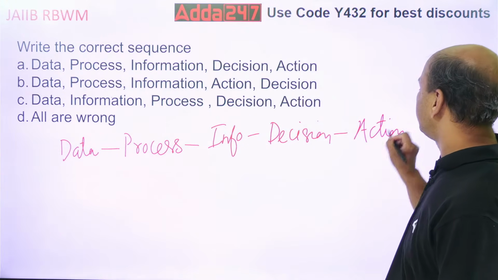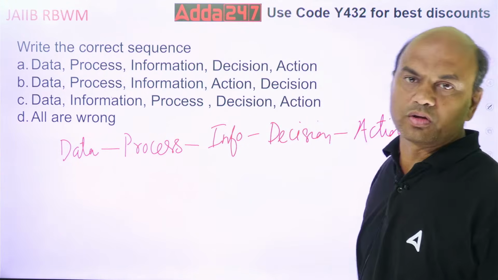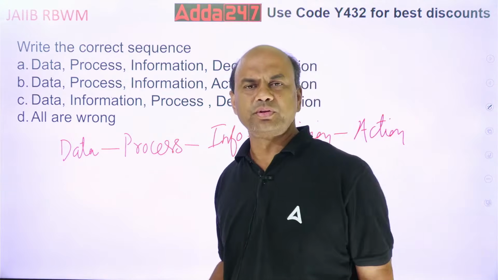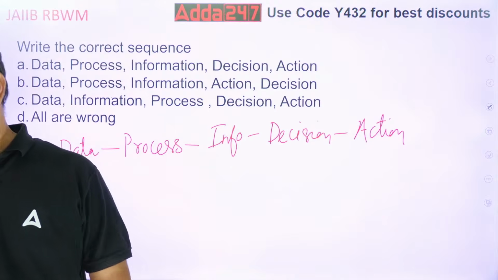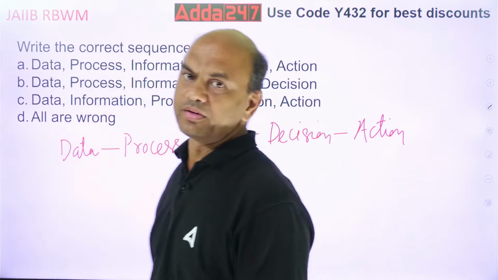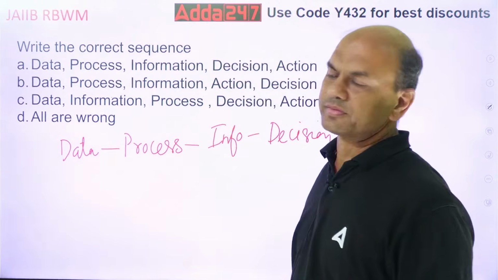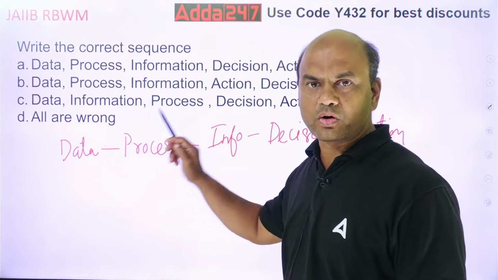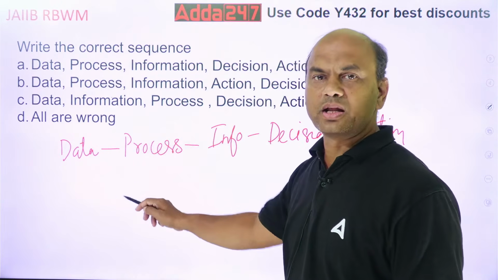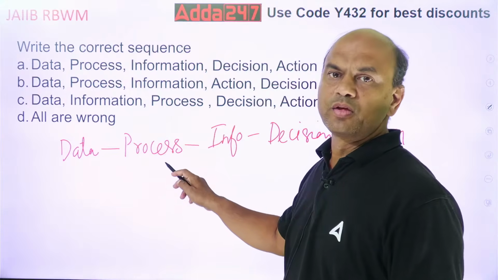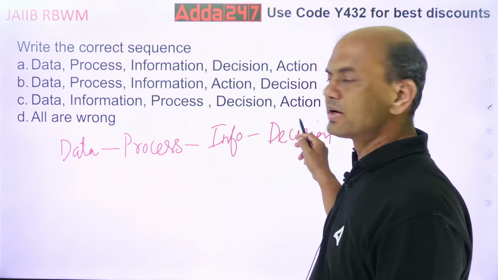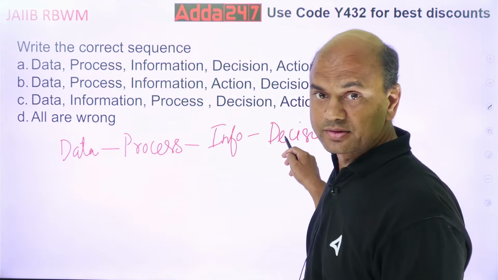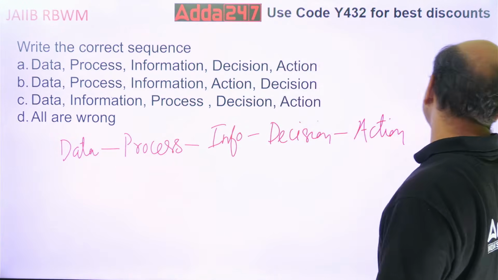Right? This is the sequence to be followed always in any system. You will follow the same sequence. You will not change the sequence. Okay? Got it? A is the answer. First, you get the raw data. From data, you do the processing. From processing, you get the information. From information, you get the decision. On the decision, you can take the action.